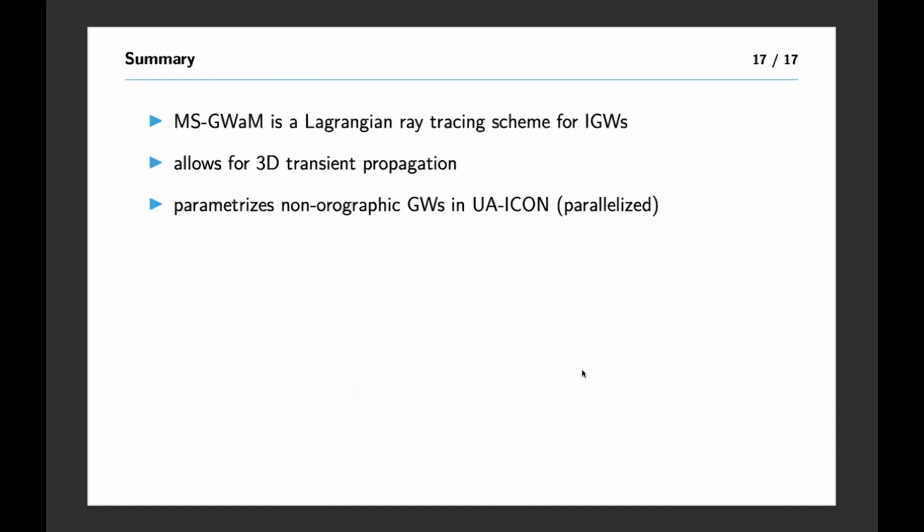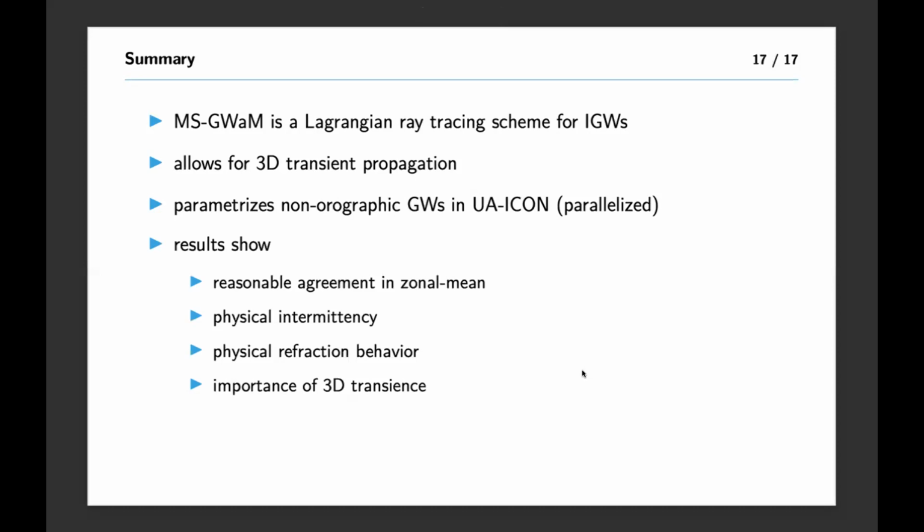All right, in summary, MS-GWaM is a Lagrangian ray tracing scheme for internal gravity waves. It allows for three-dimensional transient propagation, which is important as we have seen, and parameterizes non-orographic gravity waves in the upper atmosphere in a highly parallelized and efficient way. And the results show that we get a reasonable agreement in the zonal mean fields. We have physical intermittency, we have physical refraction behavior, and we can show how important the three-dimensional transience is. And finally, that's maybe the most important take-home message, it's a powerful tool to investigate the global three-dimensional gravity wave behavior. Thanks.